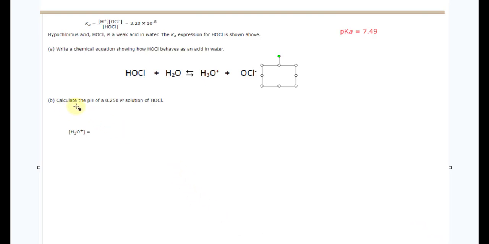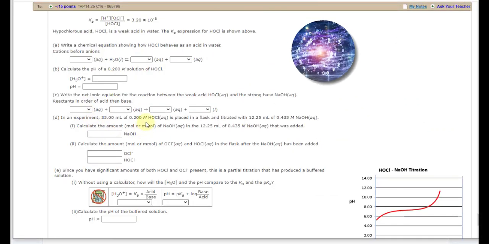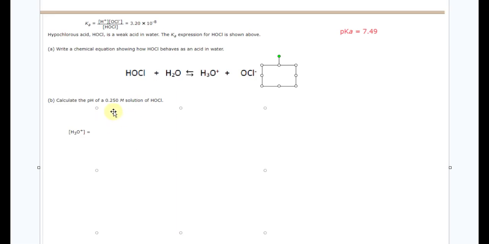B, calculate the pH of a 0.5 molar solution of HOCl. Well, when you're doing this at WebAssign, you're going to have a different value than I have because I put a random number generator in here. So when you do this problem, your numbers can be different, but we'll follow the same procedure. So let me get back to my example where I'm solving this. We have a 0.25 molar solution of HOCl.